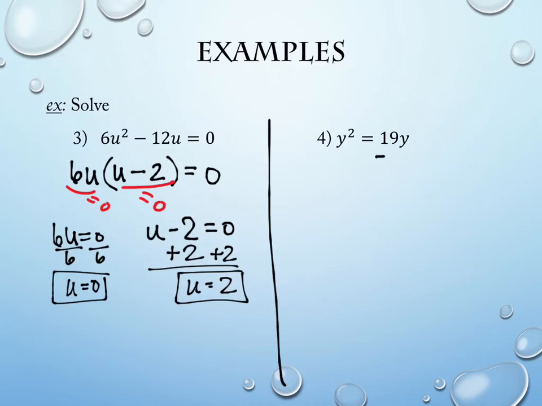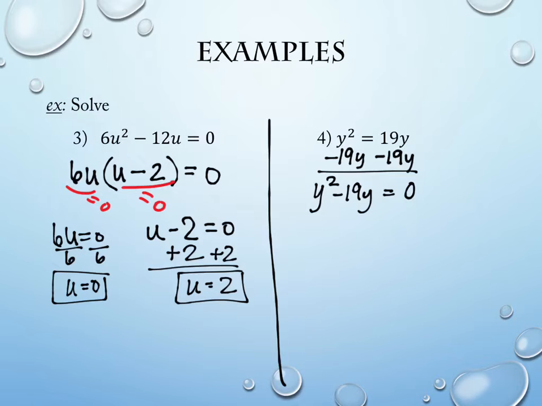So the first thing we need to do is move them onto the same side, and I'm going to move my 19y. So y squared minus 19y equals 0. Always the first step is to make sure it equals 0. Now we're back to the same place we were on problem 3.